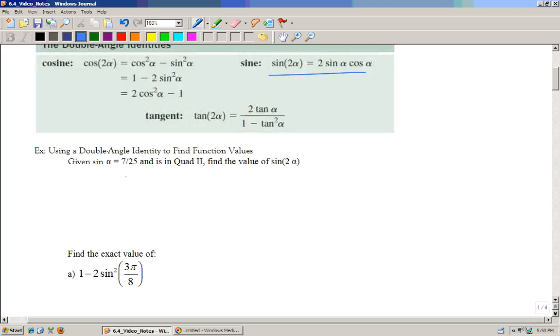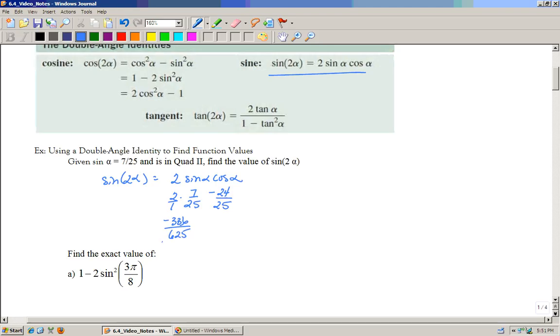So if you notice up here, we have sine of 2 alpha is equal to 2 times sine times cosine. We already know the given is sine equal to 7/25, so you can plug that in for sine of alpha. Cosine, remember the Pythagorean triple of 7, 24, 25. In quadrant 2, cosine is negative, and the adjacent side would be 24, and the hypotenuse is still 25. So you can build a little right triangle to find that, or you can know the Pythagorean triple. When you multiply all this together, the 2 times 7 times negative 24 is negative 336, and 25 times 25 is 625.